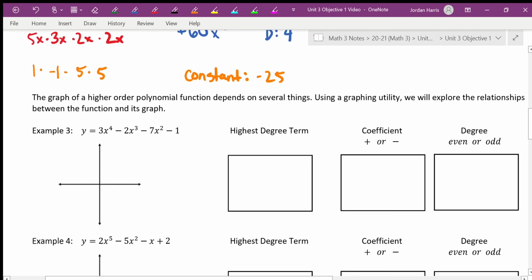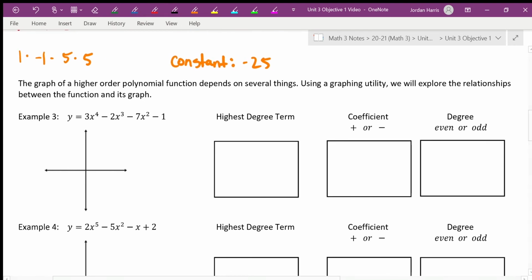All right. It says the graph of a higher order polynomial function depends on several things. Using a graphing utility, we will explore the relationships between the function and its graph. Okay, so you're going to need something like Desmos to graph these out. So the first one, we're going to type that into Desmos and get the graph. When we type this one into Desmos, we actually get something that looks kind of like this.